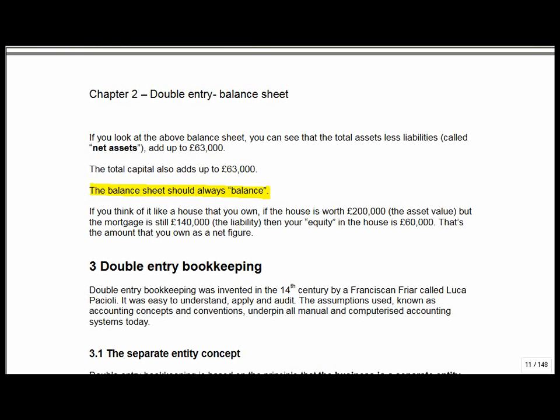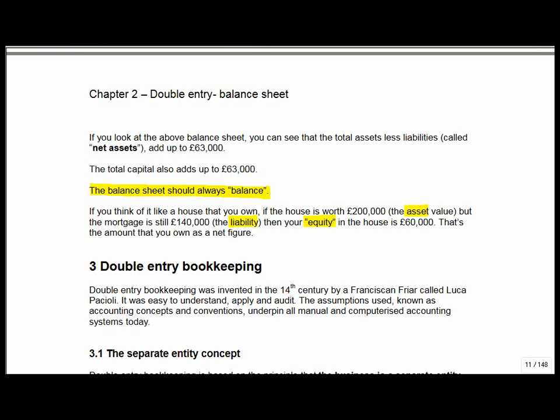If you think about your own circumstances personally, perhaps you might be lucky enough to own the house that you live in, but you might have a mortgage on it. Well, suppose the house is worth 200,000. That would be your asset. But you might have a mortgage on it. Suppose that the amount of the mortgage is 140,000. That's the liability, the amount that you owe to your mortgage lender on your house. So the difference between the asset, the house value of 200,000, and the mortgage liability, which is 60,000 in this example, is effectively your equity in the house.